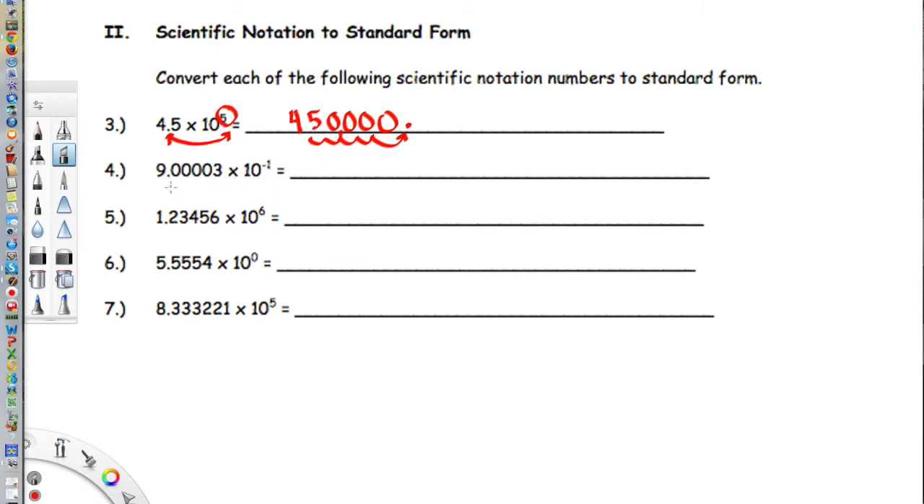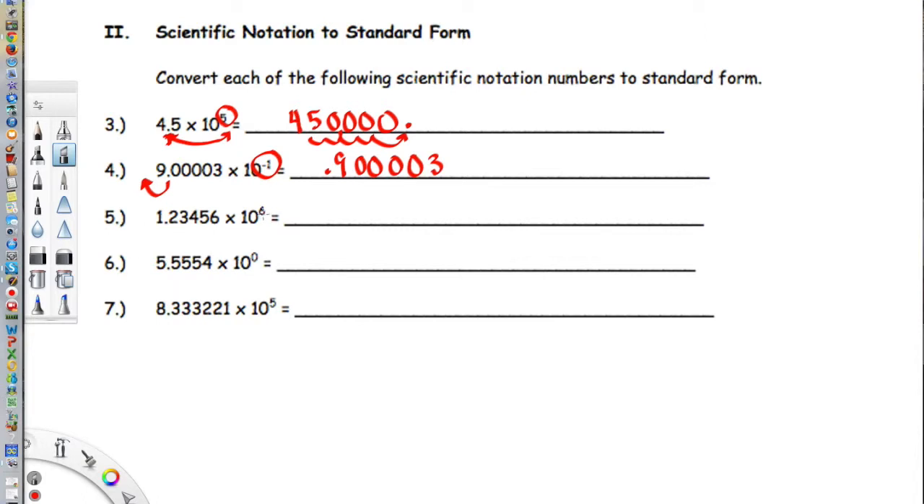Let's take a look at number 4 here. The exponent is a -1, so that's telling me to move the decimal point 1 place to the left. If it's a negative, I'm moving it to the left. I'm actually dividing it by 10 rather than multiplying it by 10. So that would be 0.90000. Yep, there's 4 zeros and then a 3.